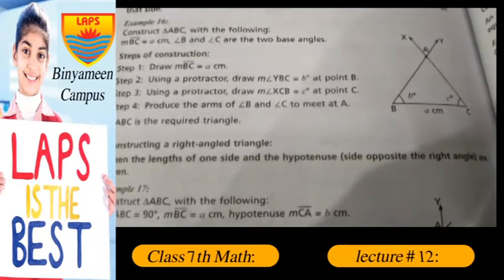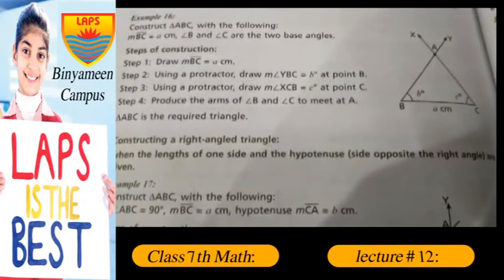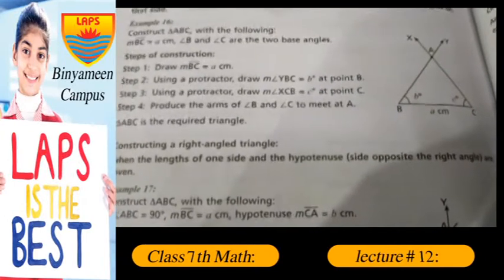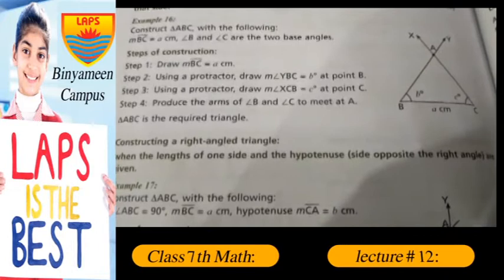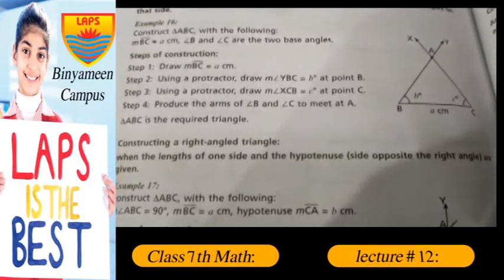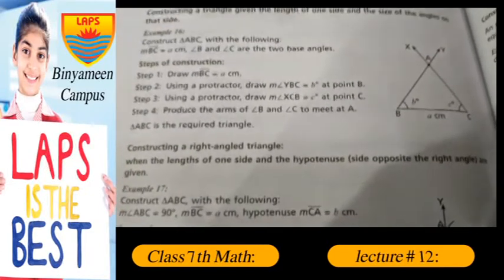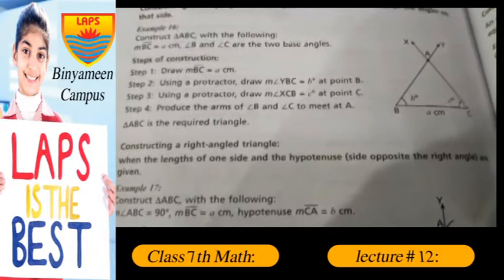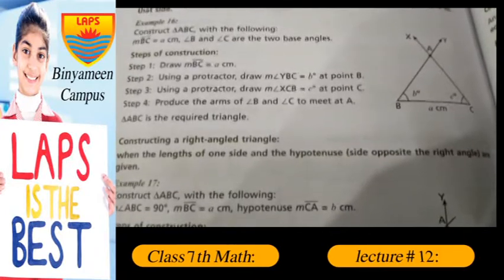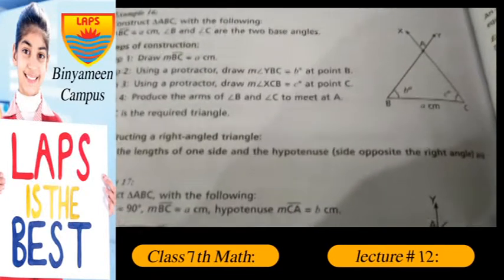Step 2, using a protractor, draw angle YBC equal to B at point B. And step 3, using a protractor, draw angle XCB equal to C degrees at point C. Step 4, produce the arms of angle B and angle C to meet at A. Triangle ABC is the required triangle.